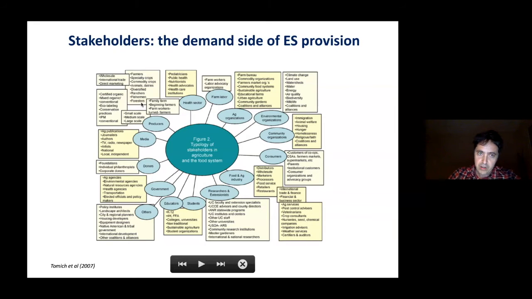The demand for ecosystem services is the other side of the coin in the ecosystem service metaphor. On one hand, we have the ecosystem service supply, and on the other hand, we have the demand for those ecosystem services. And in this figure, there's a representation of several of the potential stakeholders that exist in agricultural and food systems. We need to consider this, because probably the demand of these stakeholders is going to reflect the trade-offs in the ecosystem service supply as well.